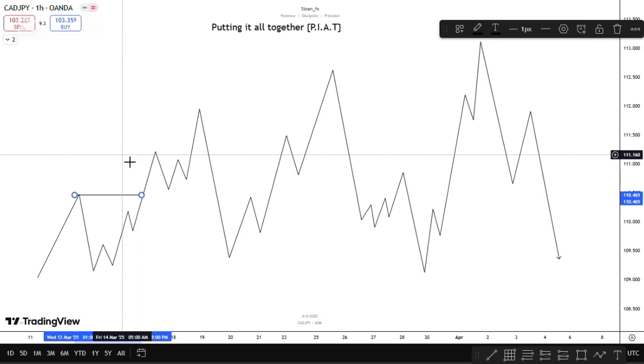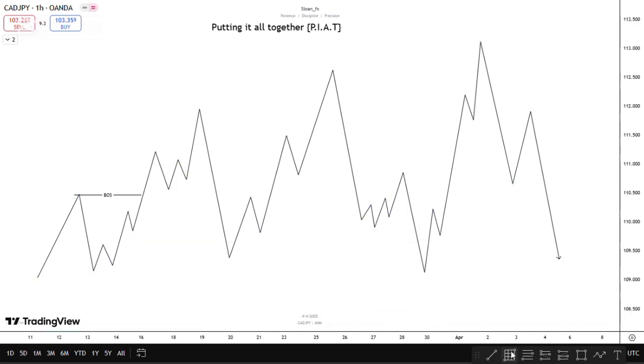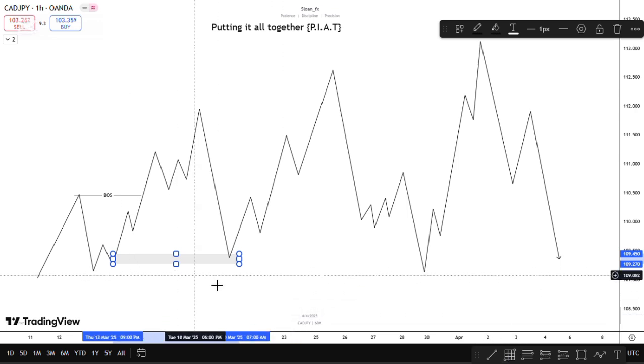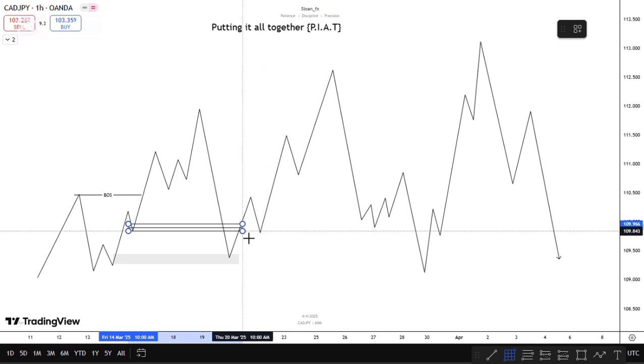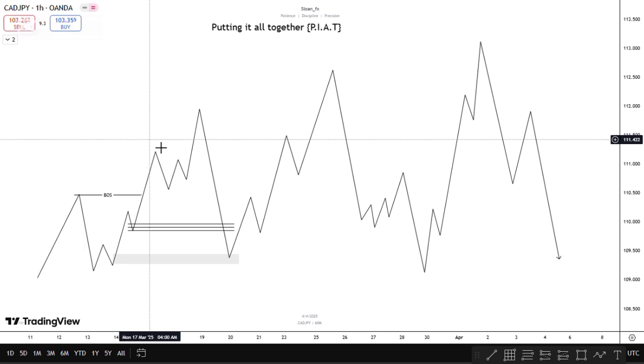I need to be articulating some of these things. This is a break of structure, and another break of structure. This is our inducement here, and then the other block below. This is our other block here. Although it's an induced price, I'm using the inducement as an order block. Then I'm using this area as a sweep of liquidity. This is the second break of structure right here.